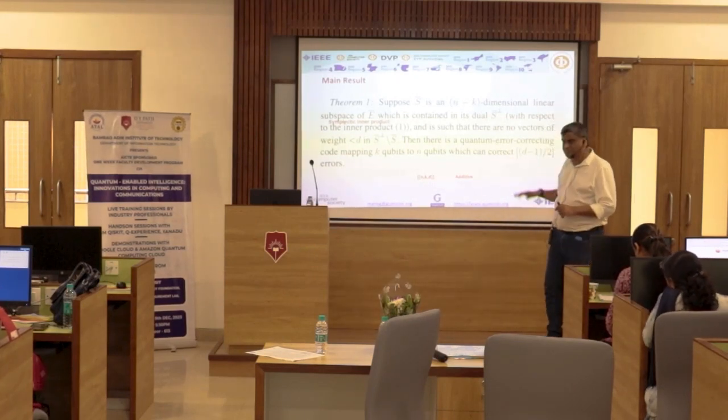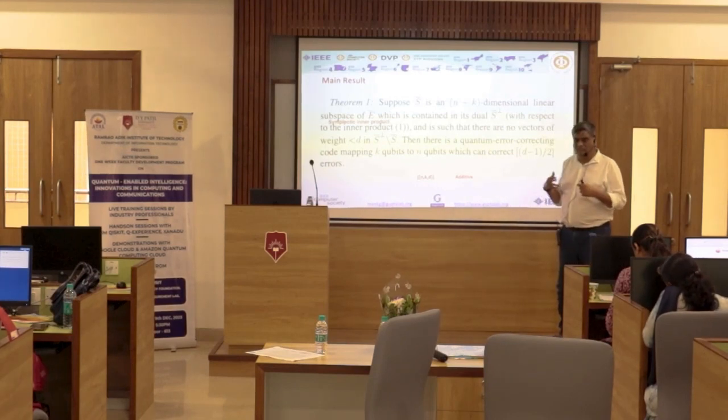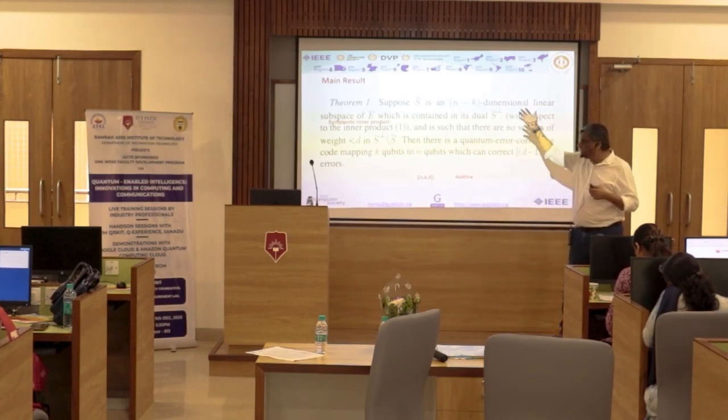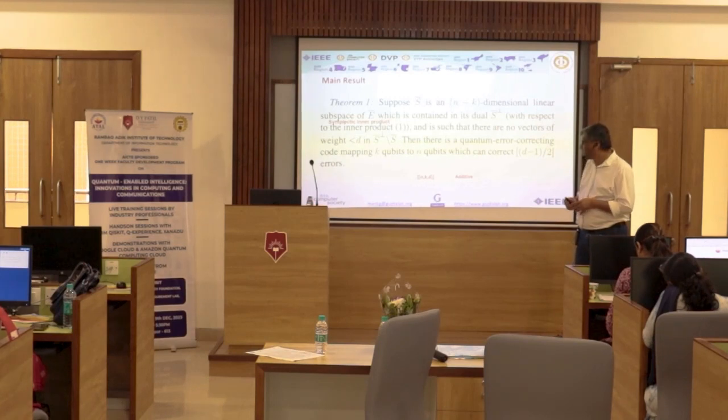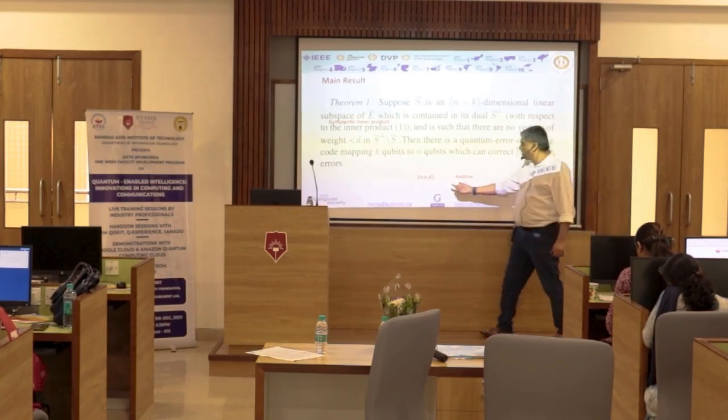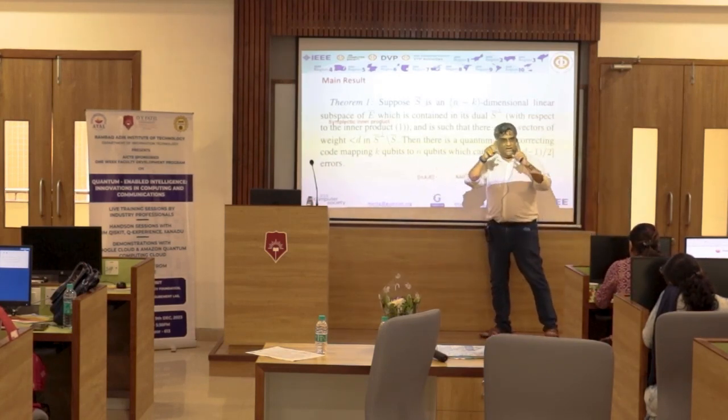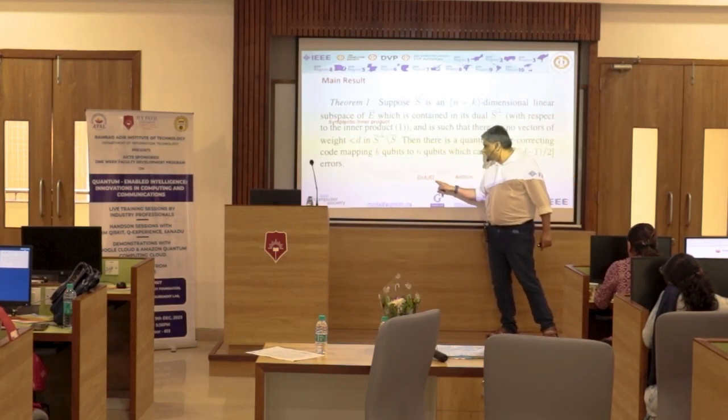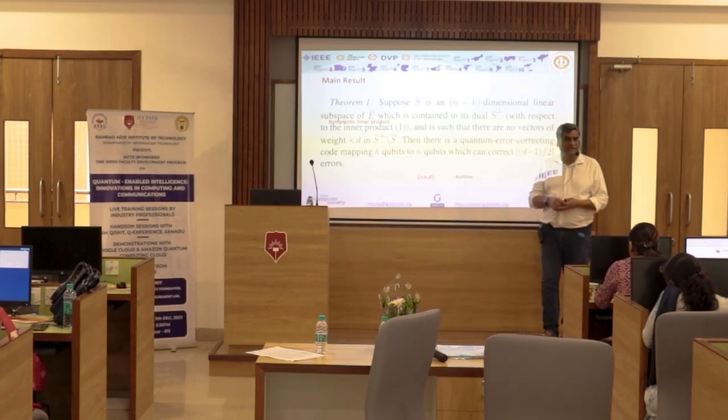Of course, it requires a proof which I am not giving here, but if you want, you can look at the paper later on and you will understand. I have built all the basics for you. The corresponding code is denoted by [[n,k,d]]. Earlier it was a single bracket, now we write two brackets. And these codes are known as additive codes.